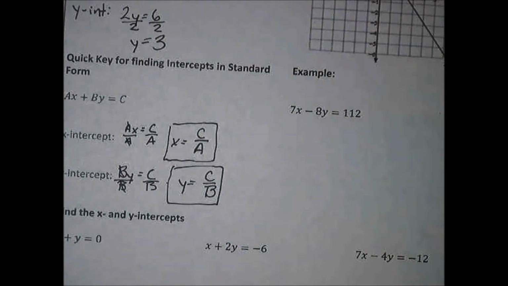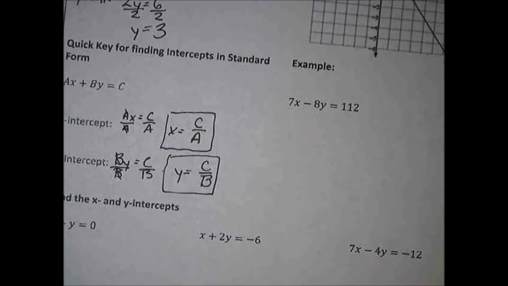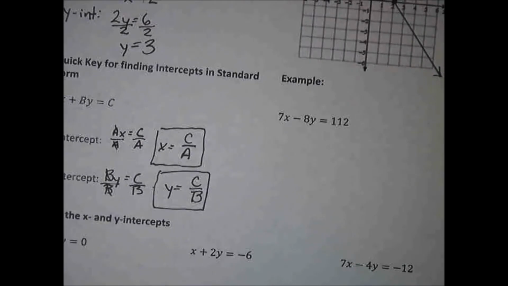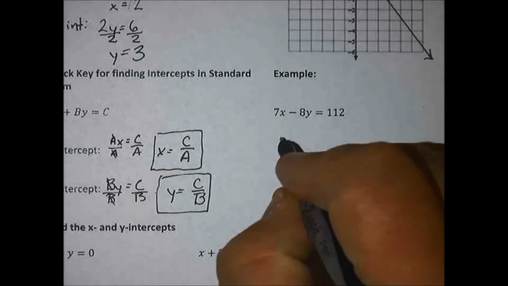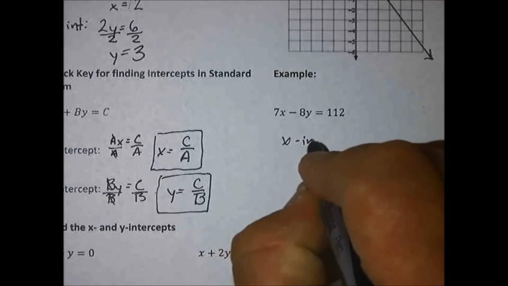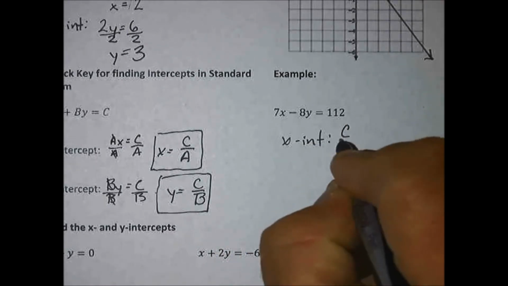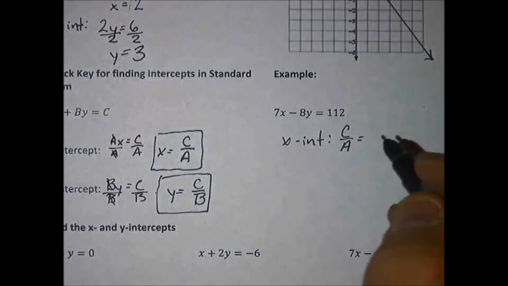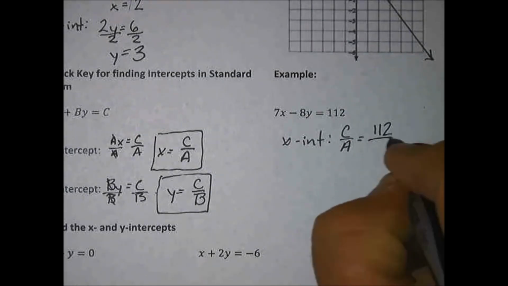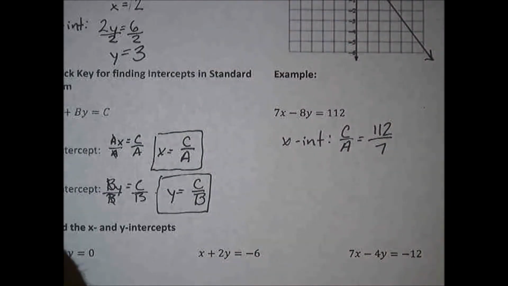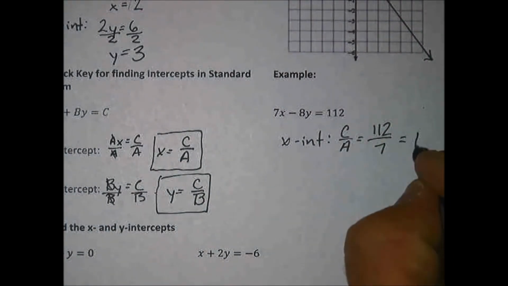Let's see an example of how that makes life a little bit quicker. I'm going to need a calculator on this one. I can already tell I have some big numbers here. So the x-intercept is C over A. C is 112. A is 7. 112 divided by 7 equals 16.